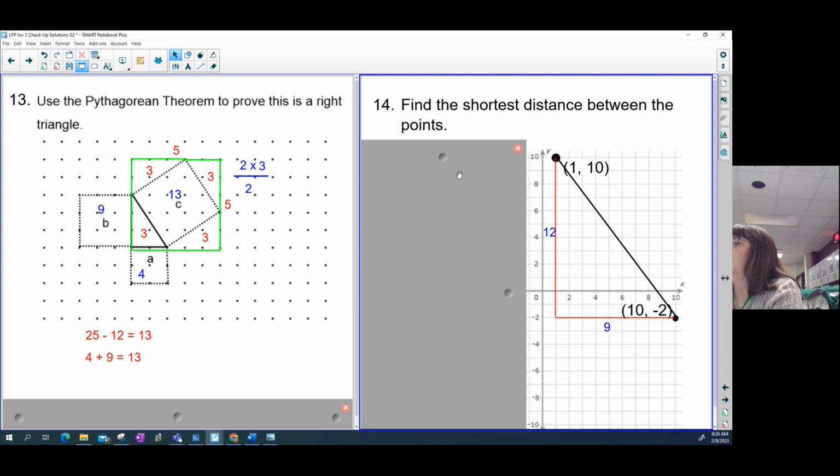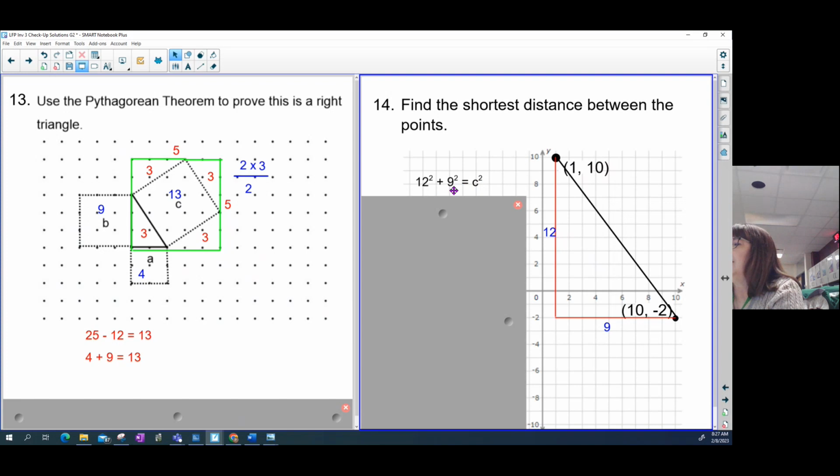14, they wanted us to find the shortest distance between the points (1, 10) and (10, -2). So for me to go from 1 over to 10, that's a distance of 9. And to go from -2 up to 10, that's a distance of 12. So I have legs of a right triangle, and I'm going to look for the hypotenuse using the Pythagorean theorem.